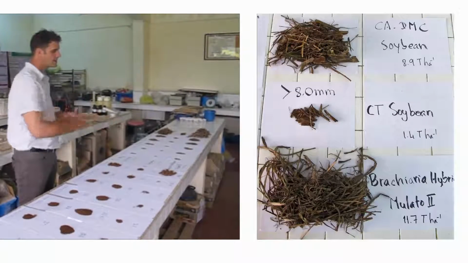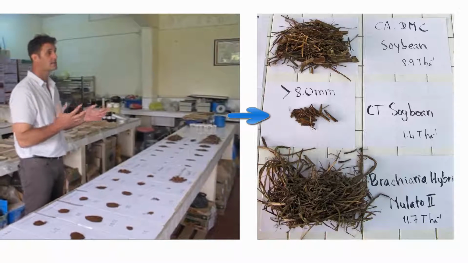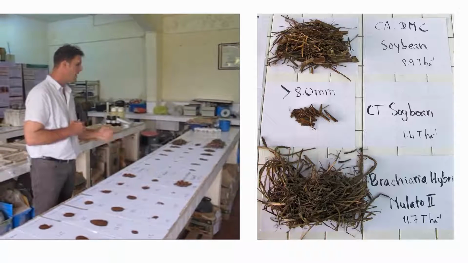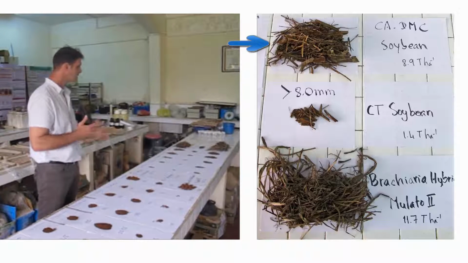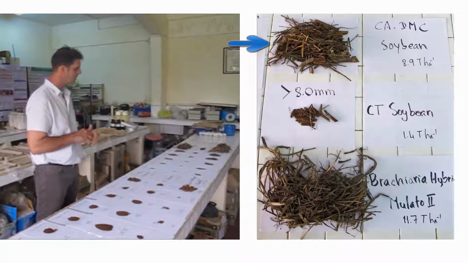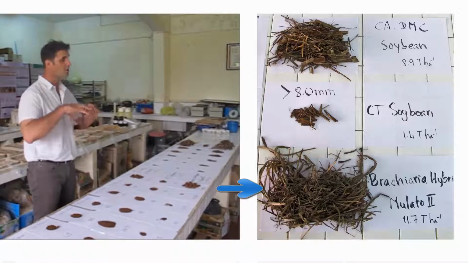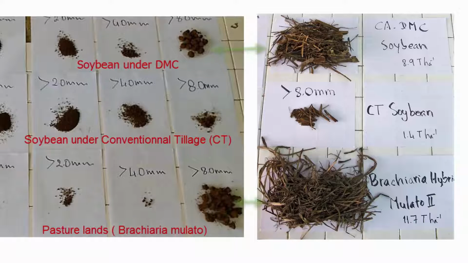So obviously we have a very contrasted difference in terms of biomass on the topsoil between the two cropping systems and the pasture land. The monocropping of soybean has a very small quantity of residue on the topsoil, less than 2 tons per hectare of dry matter. We have quite 9 tons of above ground biomass residue on the topsoil for the CA-DMC system, and for the pasture land around 12 tons of residue. So the quantity and the quality obviously will have a strong impact on the soil physical property.